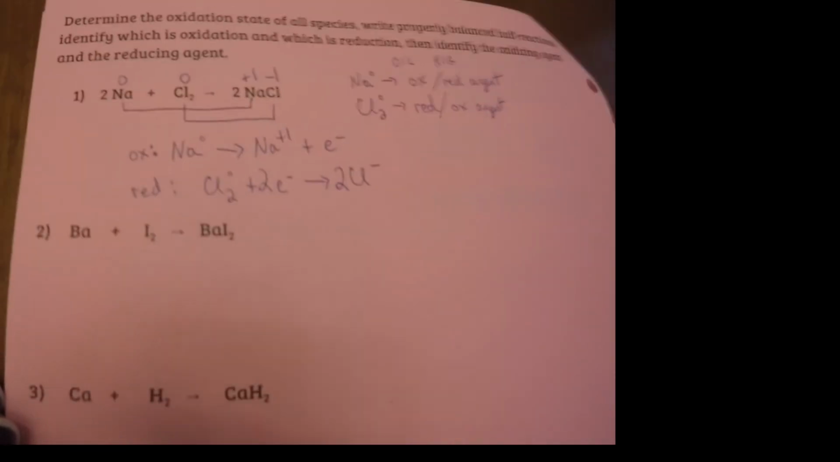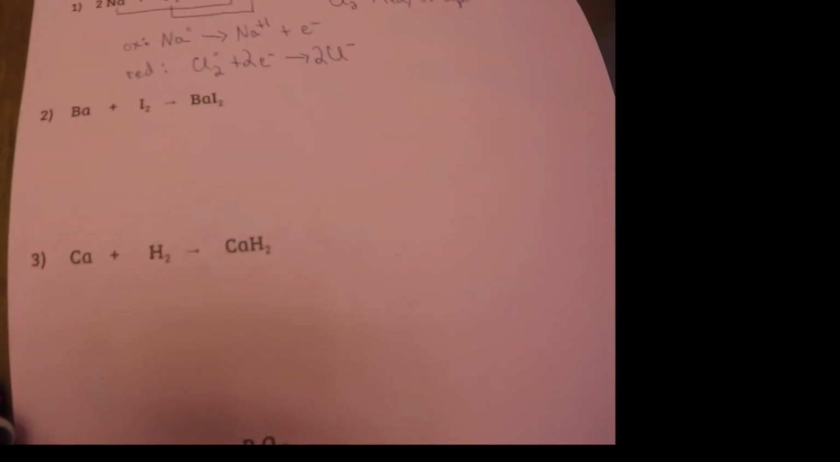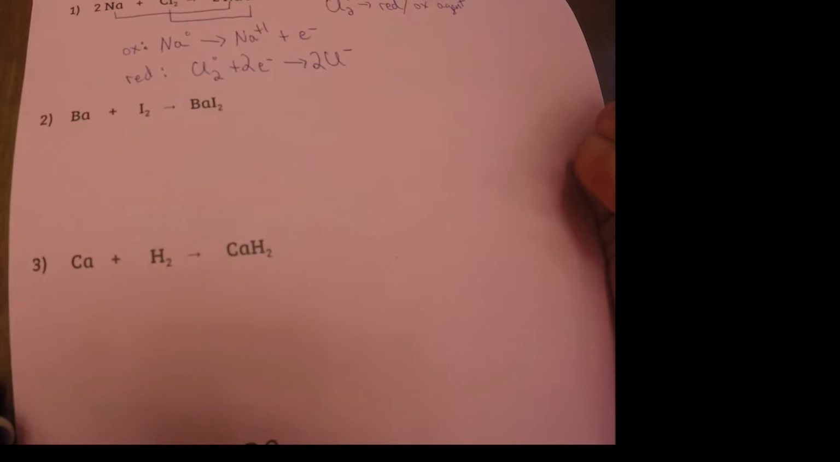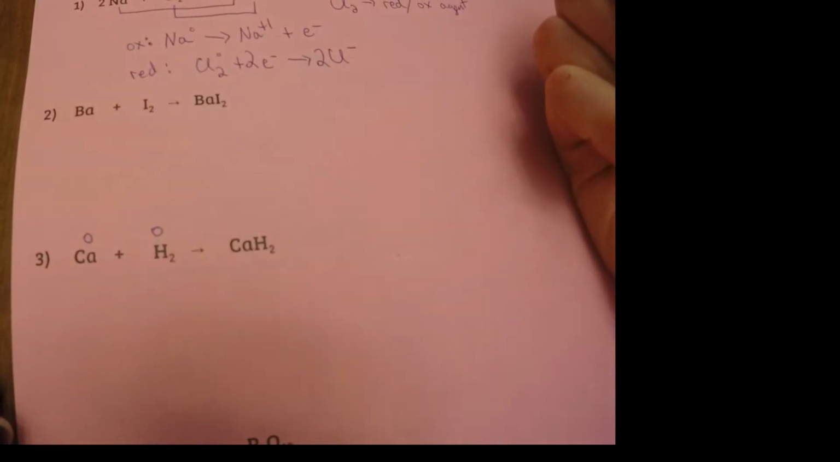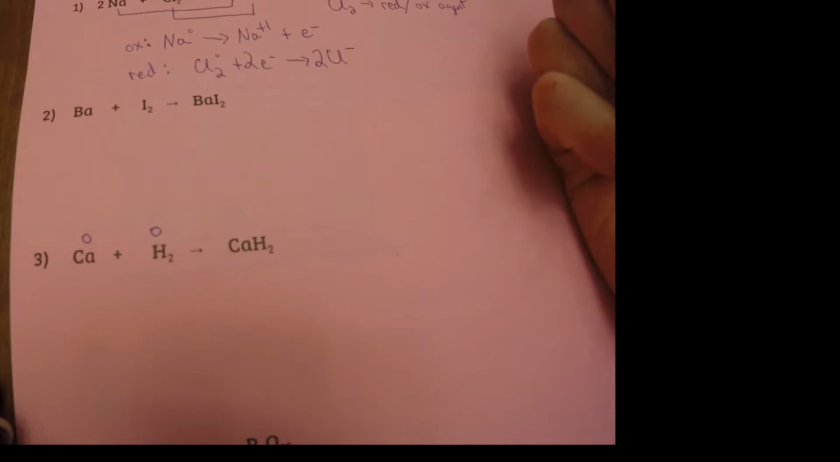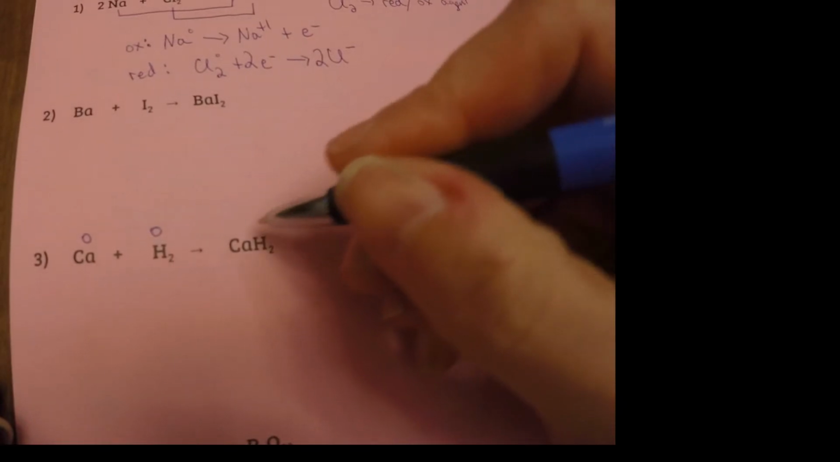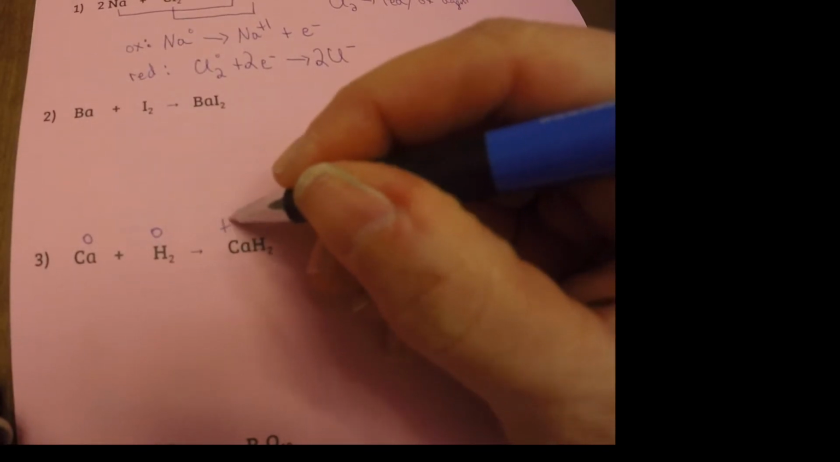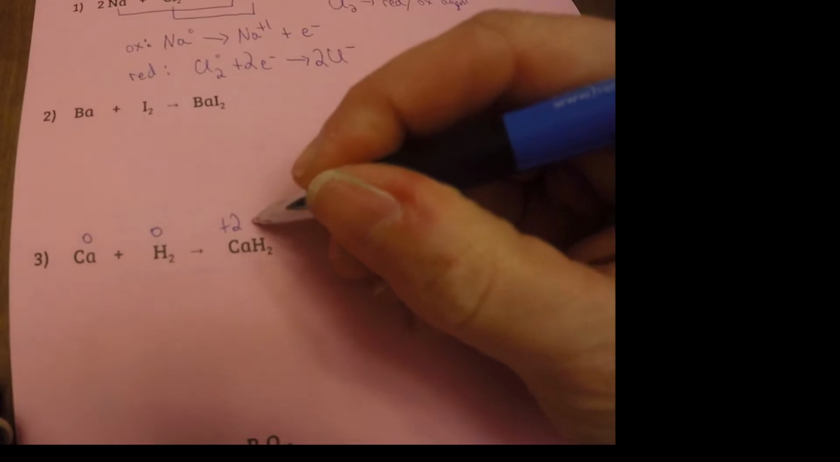Alright, I want to skip down to number 3, because number 3 is one of our exceptions. So we're going to start the same way, assigning oxidation numbers. Pure calcium is 0, pure hydrogen is 0. In a compound, calcium is in group 2. He has to be +2. There's no other option, which means to make this work, this is the hydride exception. For hydrogen, the hydrogens have to be -1 each.